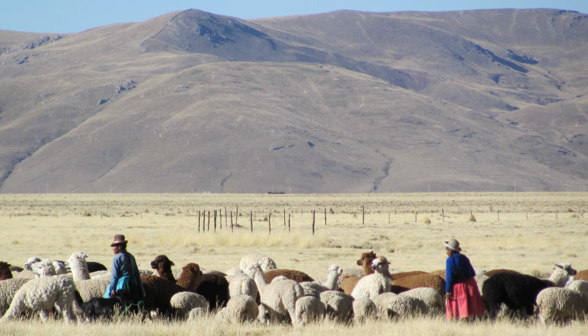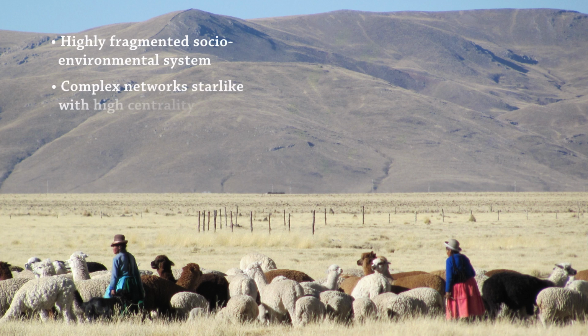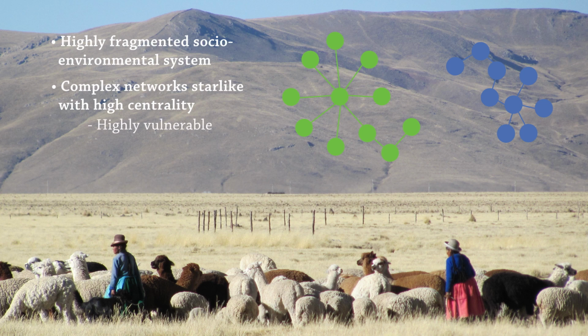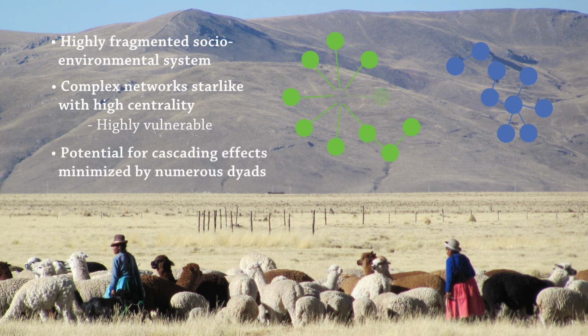Network analysis allowed the authors to reveal several things. First, this was actually a highly fragmented socio-environmental system composed of many smaller networks. Second, the more complex subnetworks had mostly star-like topologies and relied heavily on a central site. In other words, they showed high betweenness, indicating high vulnerability, as was the case for the last two studies we described.